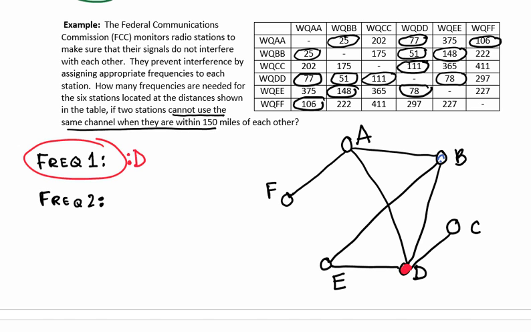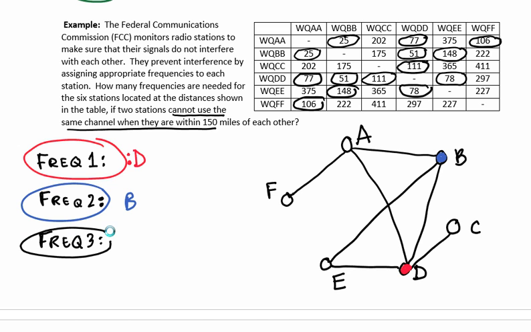Okay, with frequency 2, we're going to make that blue. Okay, so put B on that. I also have A here. A has degree 3. It can't be blue. It can't be red. Looks like we need another color. Okay. I'm going to make that black.